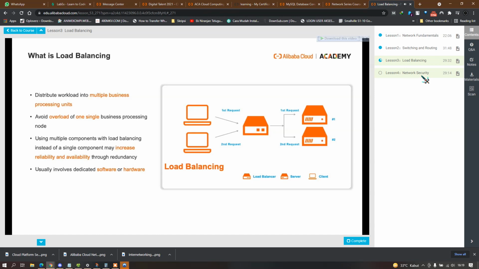And when we are talking about the load balancer, usually a load balancer involves dedicated software or hardware. Which means that if you want to achieve the load balancing function, you can achieve it with software or with dedicated hardware.